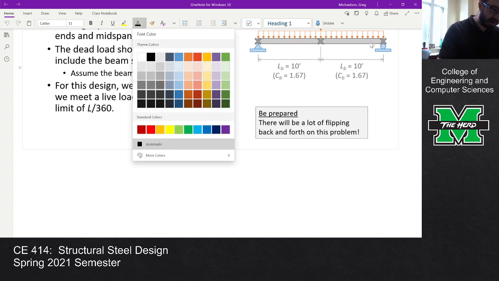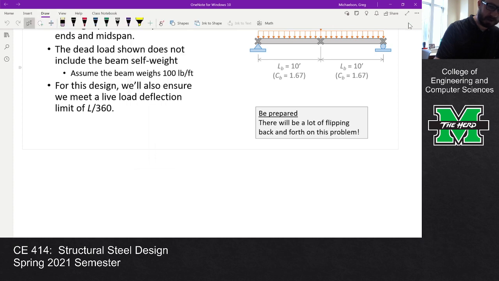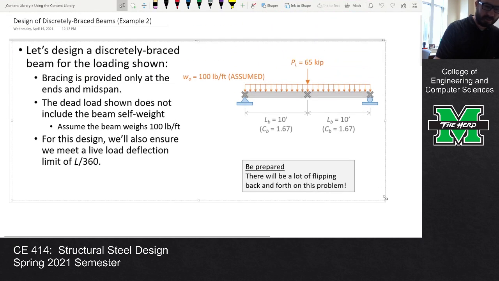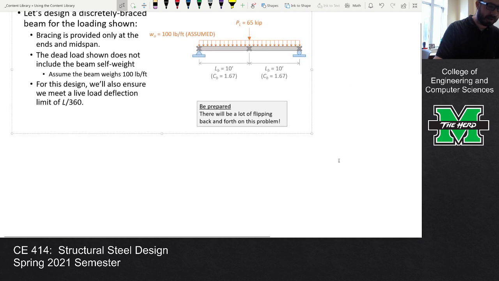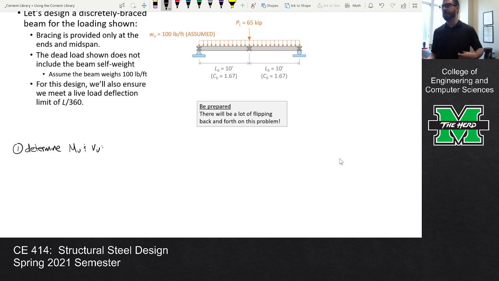First off, I got to pull my draw button up. Let's see if we can minimize this a bit so I can scroll down, and let's go through our step-by-step process. So step one, we need to determine MU and VU. We have a beam that's simply supported. It's subjected to a uniformly distributed load for the dead load, and it's subjected to a concentrated load at midspan, and that's our live load.